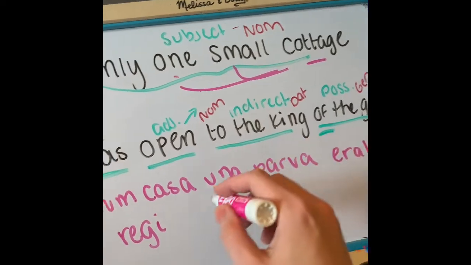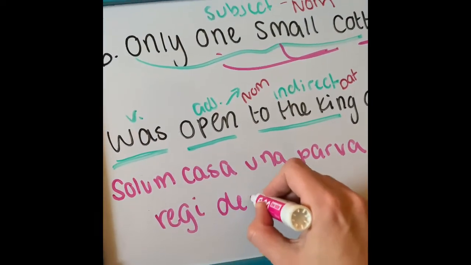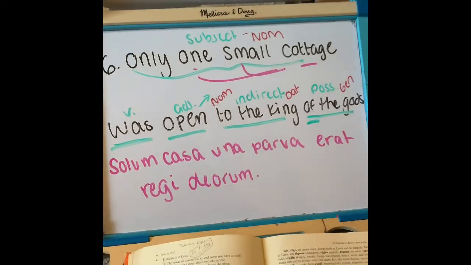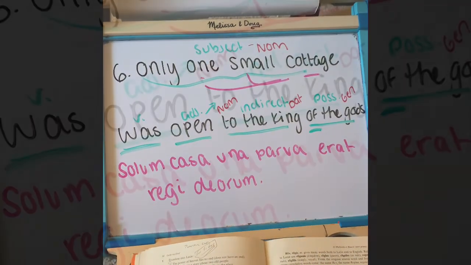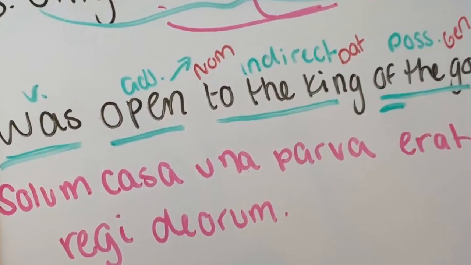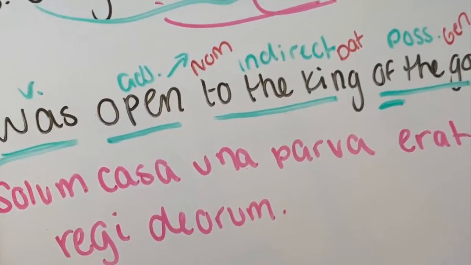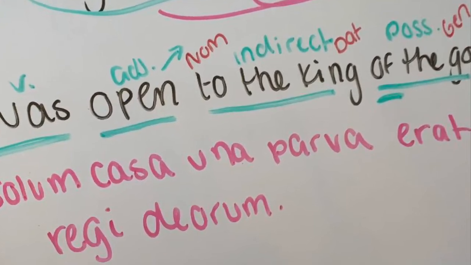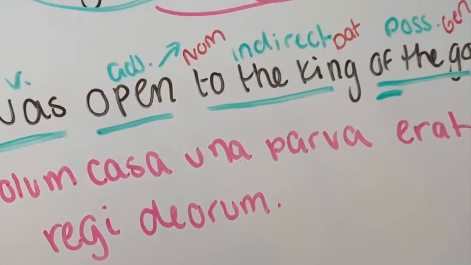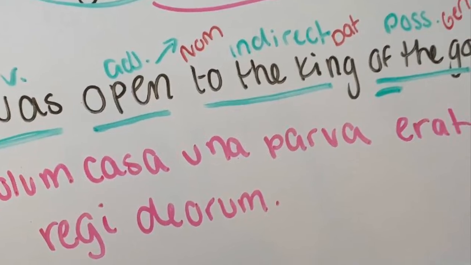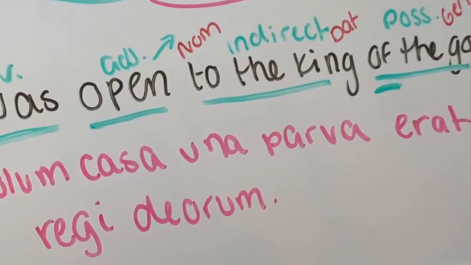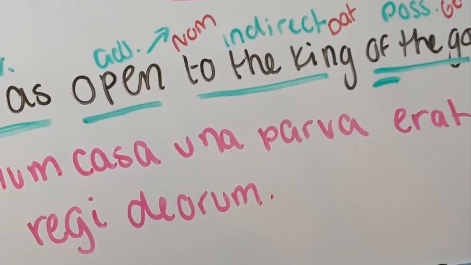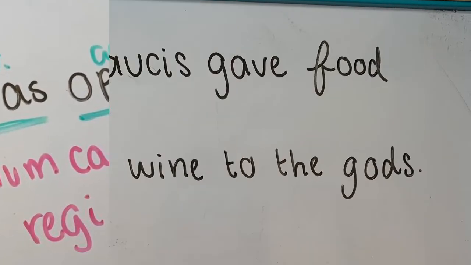And then to the king of the gods. We're going to put king in the dative case, and then we're going to put gods in the genitive case. And so this is kind of crazy. We're in two different declensions. So king is going to go in the dative, so that goes rex, regis, regi, and then of the gods is going to go in the genitive plural, and so that's actually going to be deorum. So regi deorum is going to be the end of your sentence. So solum casa una parva erat regi deorum.